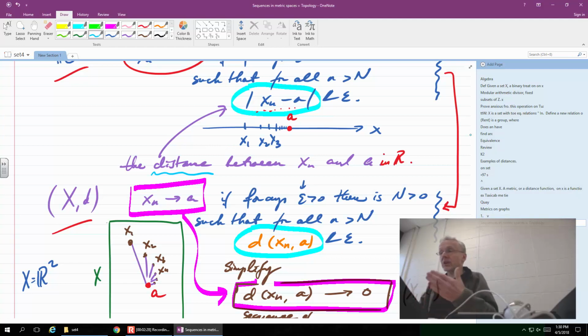The distance in a metric space, we don't need anything else. The xn are simply elements of that set, and a is an element of that set. Then we have a definition of convergence right there. So xn converges to a when for every epsilon there is an N such that for all n larger than N, the distance of xn to a will be less than epsilon. And that is the picture.